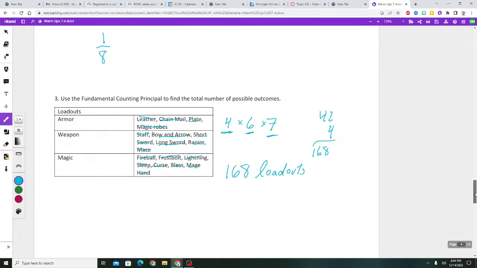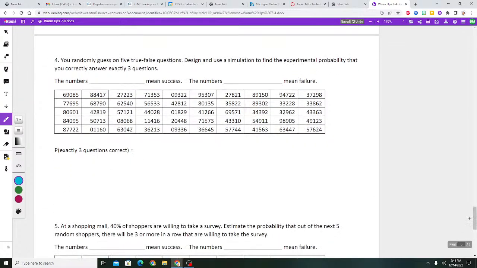All right. Doing this one. You randomly guess 5 true-false questions. Well, true-false has the probability of 50%. So that means we're going to use the numbers 1 through 5, meaning 0 and then 6 through 9 are failures. So we want to design and use a simulation to find the experimental probability that you correctly answer exactly 3 questions. So we only want 3 of these to be correct. So here we go, plugging through.